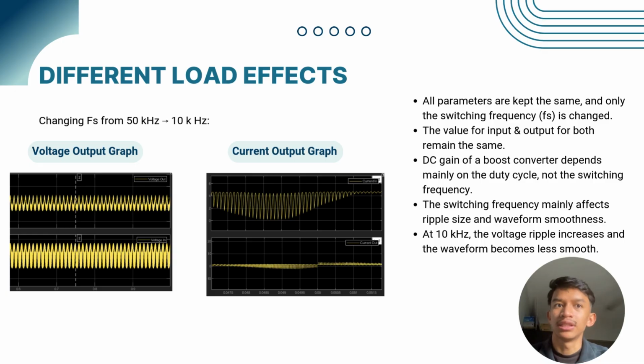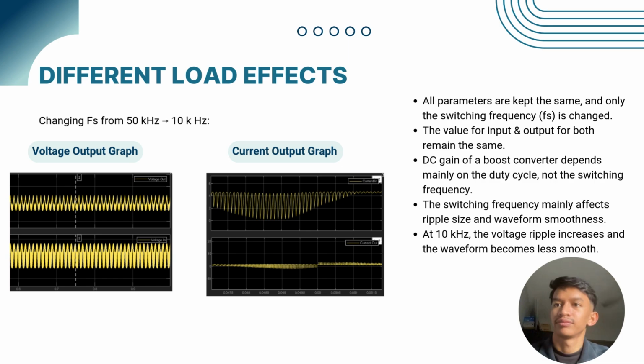What does change, however, is the ripple. At the lowest switching frequency of 10 kHz, the voltage ripple becomes noticeably larger and the waveform appears less smooth. This happens because a lower switching frequency allows more inductor current variation per cycle. So the key takeaway here is that switching frequency mainly affects waveform quality and ripple size, but not the average output voltage.